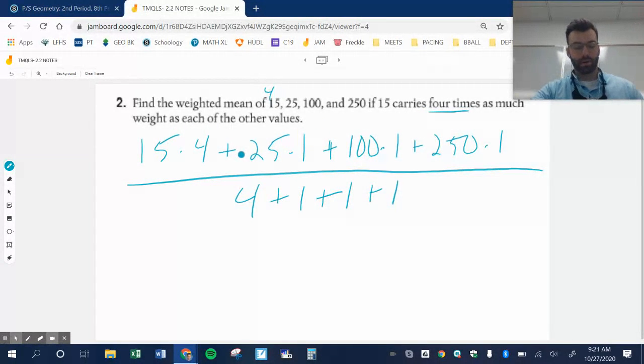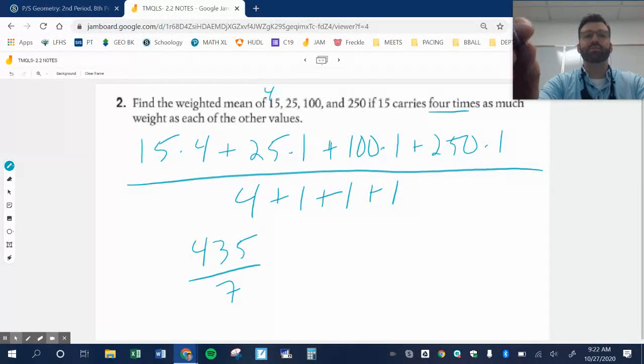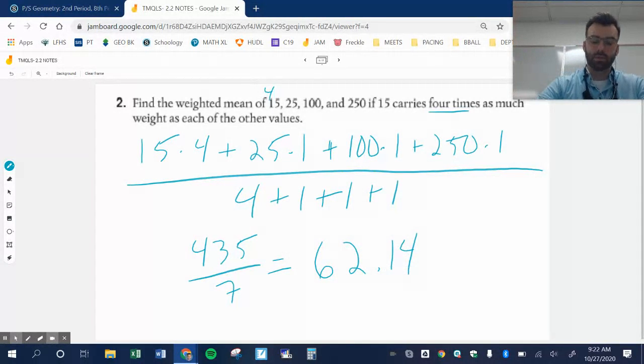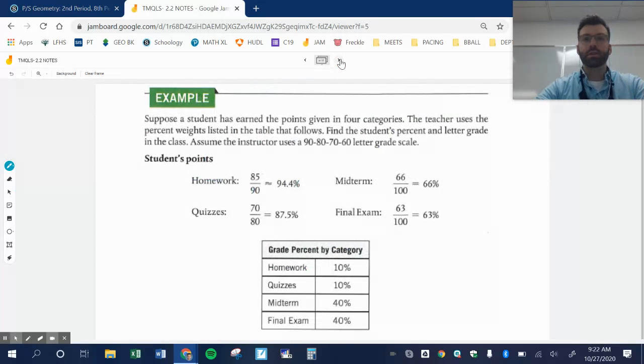Okay, so I'm going to pause here and I'm going to calculate that. I got 435 on top and then 7 on the bottom, and that becomes 62.14. And that's fine. Okay, 2 decimal places. So let's keep going. All right, let's look at an example.